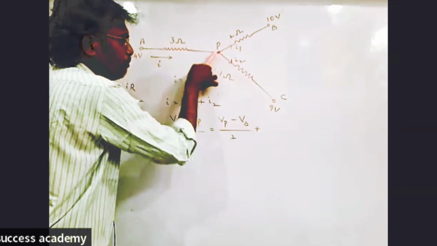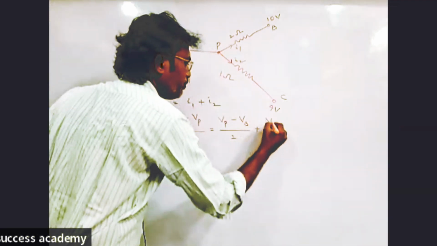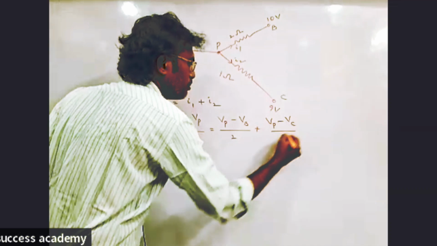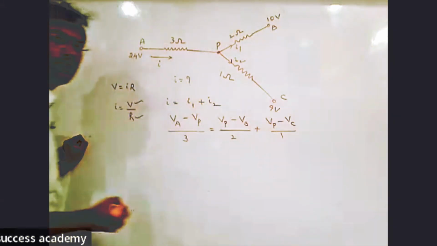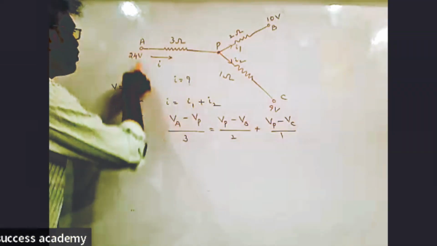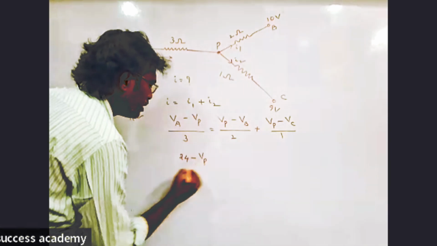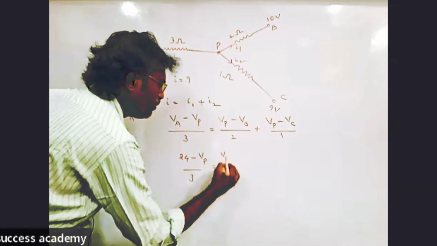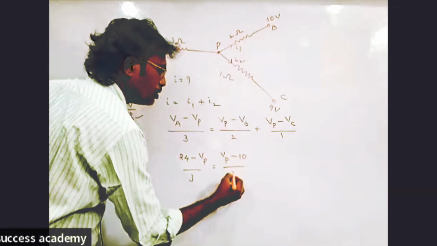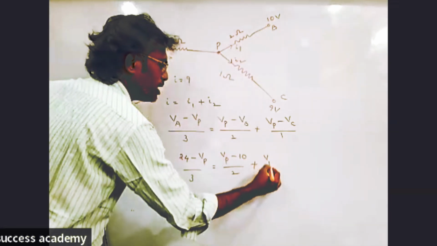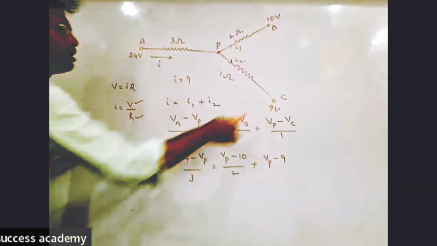Again the current is moving from P to C. So P is at high potential, C is at low potential. So Vp minus Vc by resistance. That resistance is 1 ohm. Now observe VA. What is the potential at A? 24 volt given in the problem. So (24 minus VP) by 3 is equal to (VP minus VB) by 2 plus (VP minus VC) by 1. Potential at B is 10 volt. Potential at C is 9 volt given in the problem.